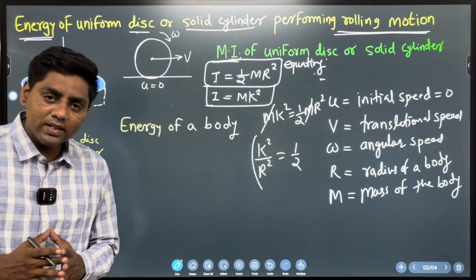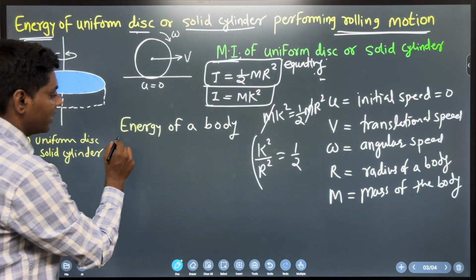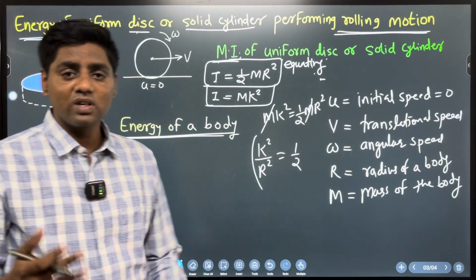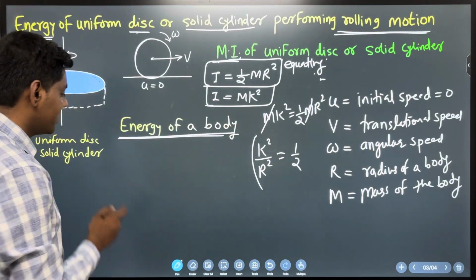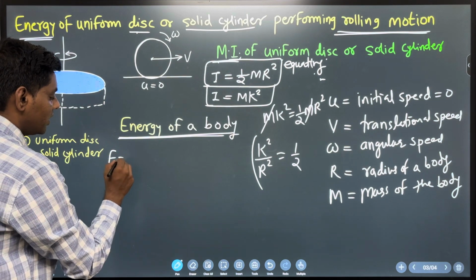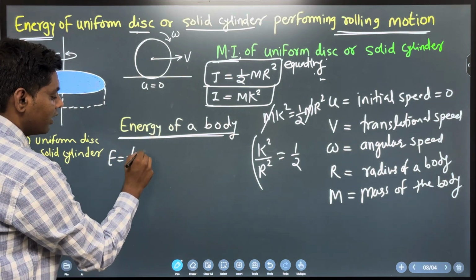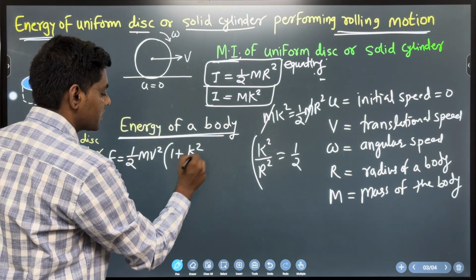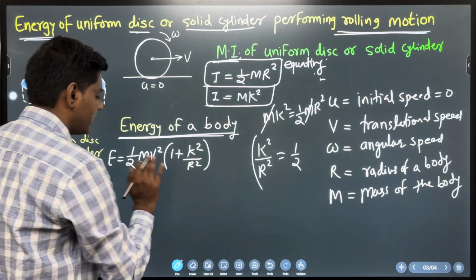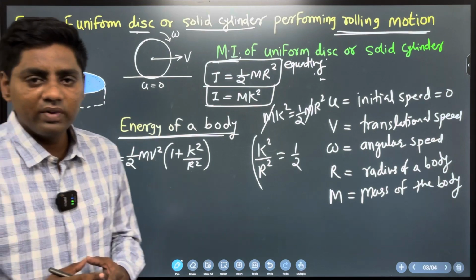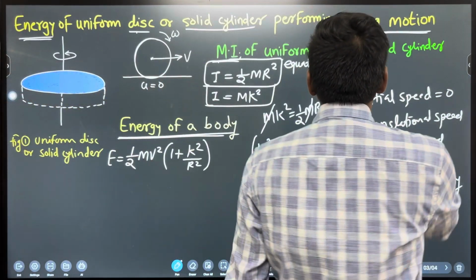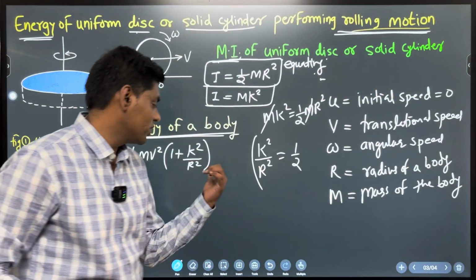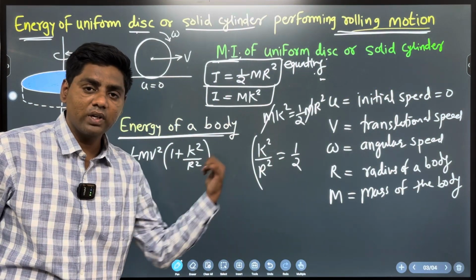The question is very easy. बस हमें अभी पता होना चाहिए what is the energy of body. So whenever body performing the rolling motion, उसका फार्मूला आपको याद रखना है. फार्मूला is very easy. So that is E equal to half mv square into bracket 1 plus k square divided by r square. This is the formula. According to that formula, we can calculate when the different shapes are performing the rolling motion. So we have to just substitute the value of k square divided by r square into this expression.